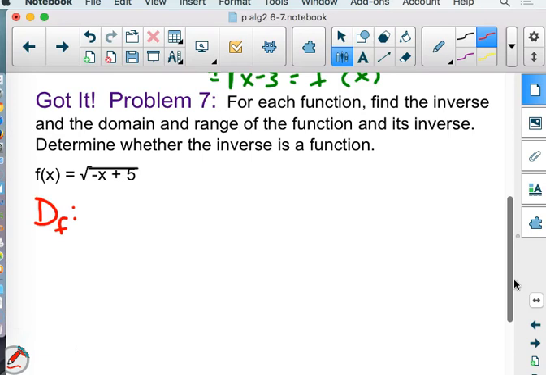So this has to be greater than or equal to 0. How do we solve that? Subtract 5.